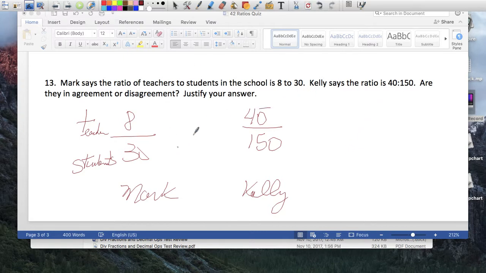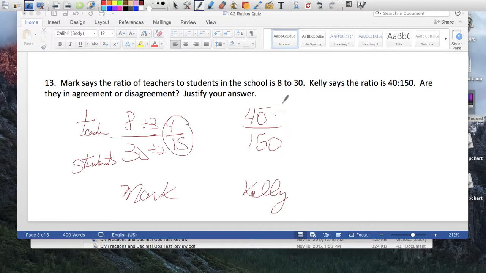So 18 over 30, 40 over 150. One way to check is, can I simplify both of them to the same simplified ratio? 18 over 30, let's reduce that. Simplify, I can divide by 2, I think. Yeah, I can divide by 2. So 18 divided by 2 is 9, 30 divided by 2 is 15. The ratio is 9 to 15.